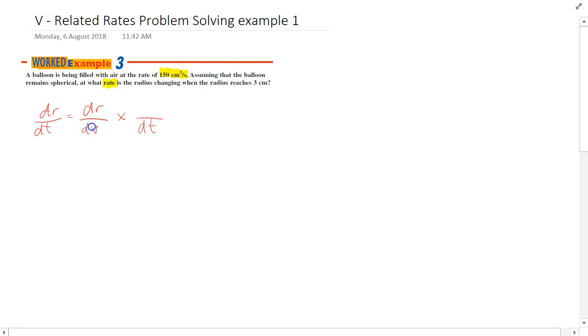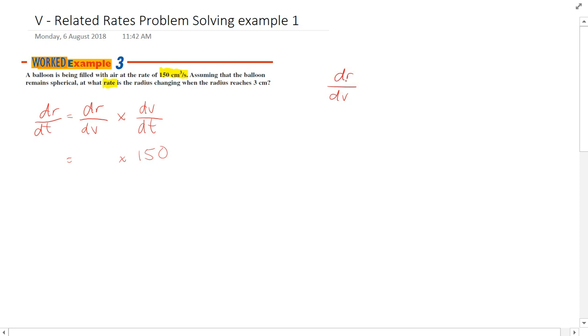so a volume. Change in volume. So a balloon is being filled with air at the rate of 150 centimeters cubed per second. Now that's a change in volume with respect to time. So that's dV/dt. If only I had dr/dV. So the way to find dr/dV, now radius and volume are directly linked. So what I really need to do is just link radius and volume using some formula.